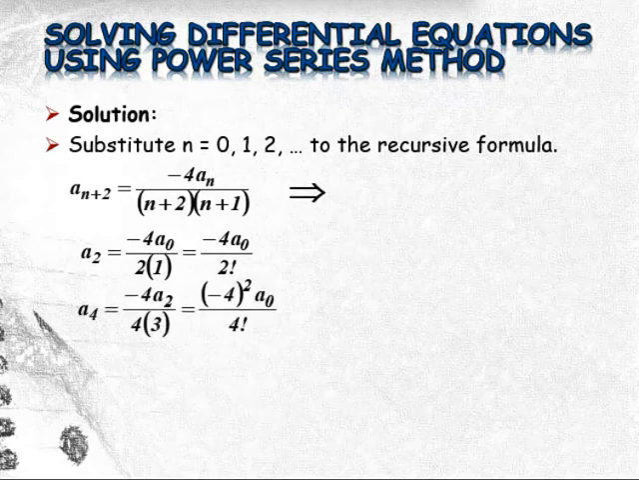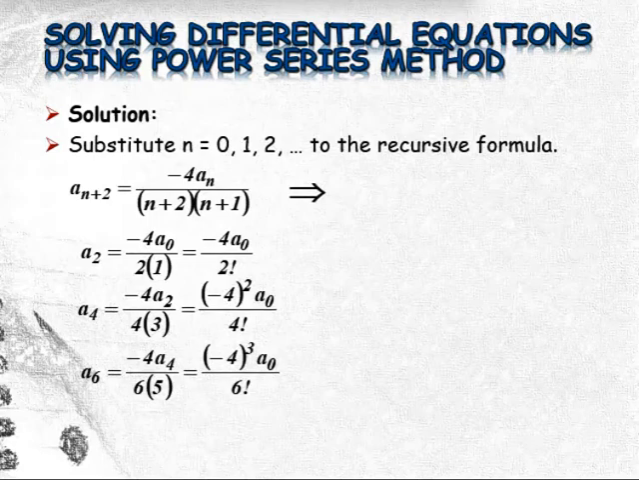Then let us solve for a sub 4. You have a sub 4 equals negative 4 times a sub 2 over 4 times 3. Using the result of a sub 2, we will end up with quantity negative 4 squared times a sub 0 over 4 factorial. We continue with even expression. A sub 6 equals negative 4 times a sub 4 over 6 times 5. Rewriting, you will have negative 4 raised to 3 times a sub 0 over 6 factorial.